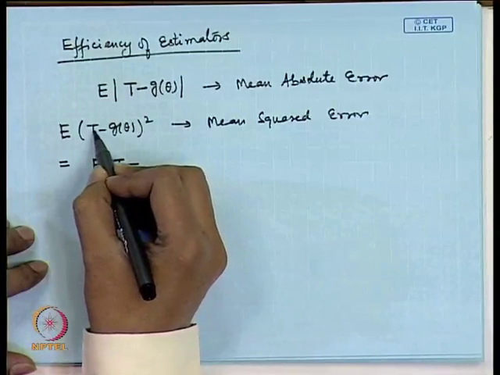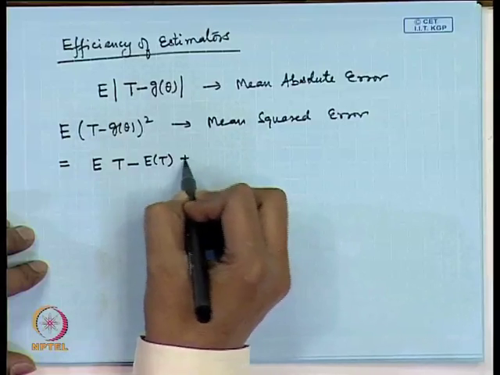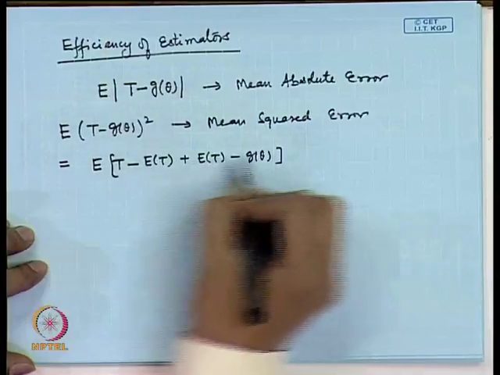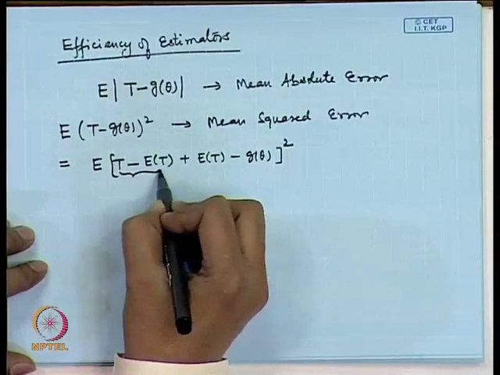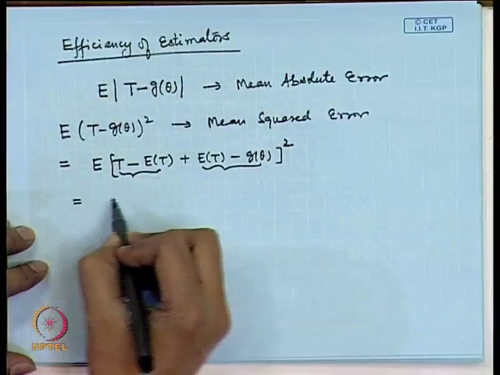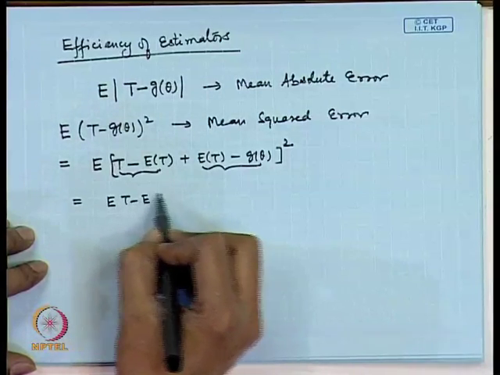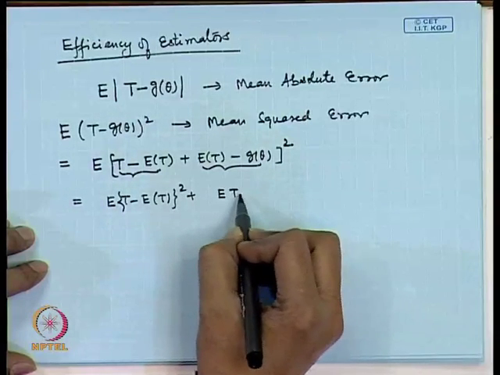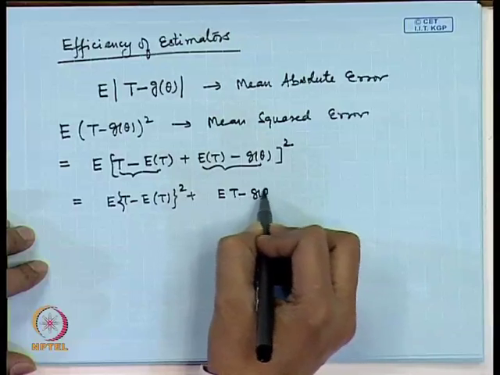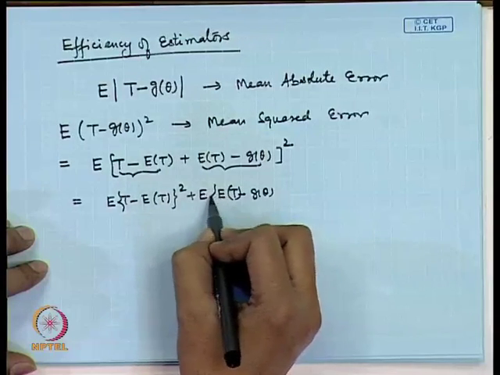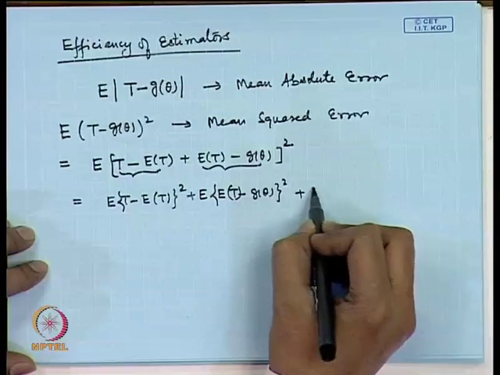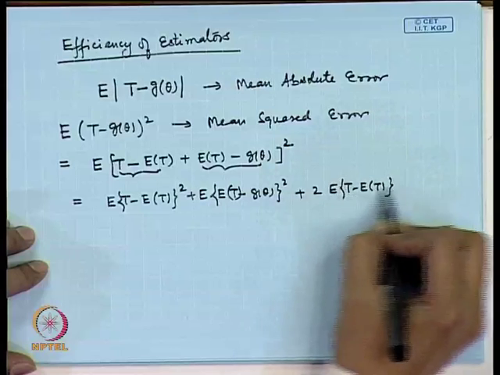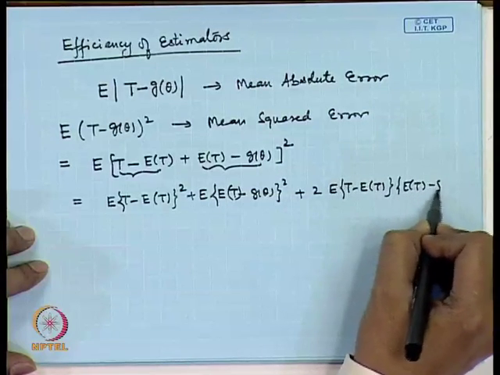So, what I do, I add and subtract expectation t here. Let us consider this as one term and this as one term. So, this becomes expectation of t minus expectation of t square, plus expectation of t minus g theta square, plus twice expectation t minus expectation t into expectation t minus g theta.